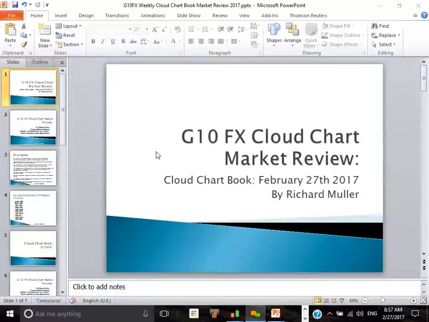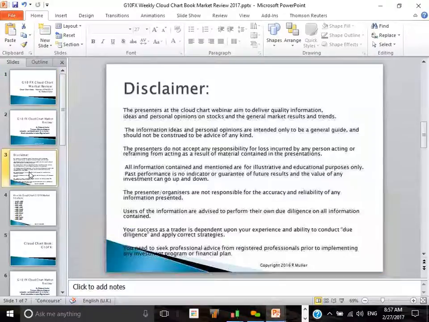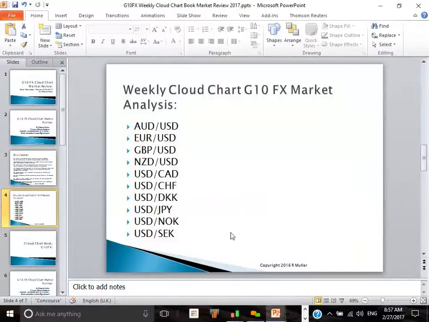Good morning, everybody. It's the 27th of February, and this morning I'd like to look at the G10 FX cloud chart review for this particular week. We're going to look at the G10 currency pairs, as mentioned, with the usual disclaimer. And these are the currency pairs we'll be covering in today's cloud chart analysis.